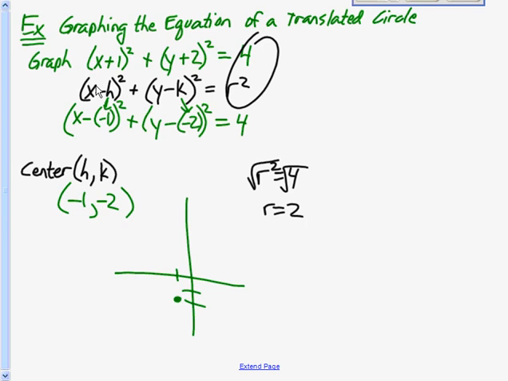We go perfectly to the right 2, and that's going to be on the circle; perfectly up 2 vertically; perfectly to the left of our center 2; and perfectly down 2. Then we can draw our nasty looking circle. Whoops, I totally missed that point. But anyway, the center of that circle is at (-1, -2) and our radius is 2. That's how you graph an equation if you have a translated circle.